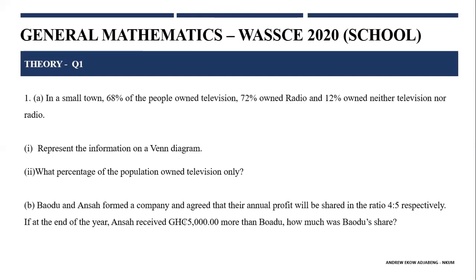In 1B, Boedu and Ansa form a company and agree that the annual profit will be shared in the ratio 4:5 respectively. By the end of the year, Ansa received 5,000 more than Boedu. How much was Boedu's share? So to solve this, let's look at the solution.